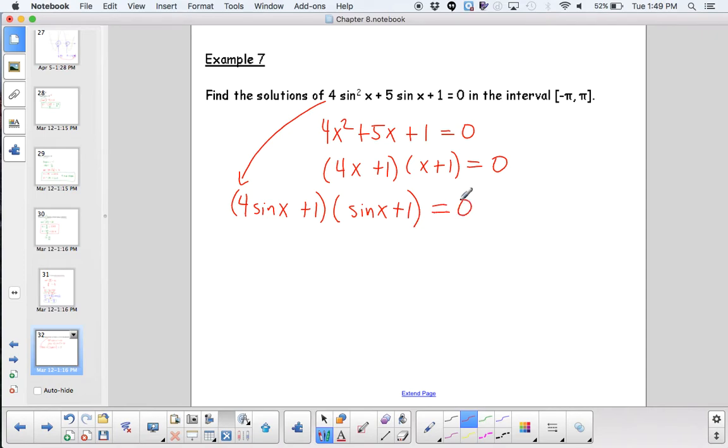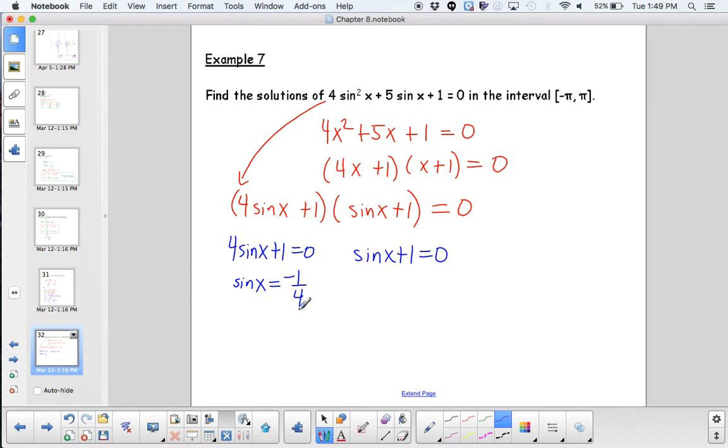And then we have two simple equations to solve that are much like the previous. So zero product property means that we know that 4 sine x plus 1 equal to 0, sine x plus 1 is equal to 0. At least one of those two has to be equal to 0. And if 4 sine x plus 1 is equal to 0, then we know that the sine of x is equal to negative 1/4.